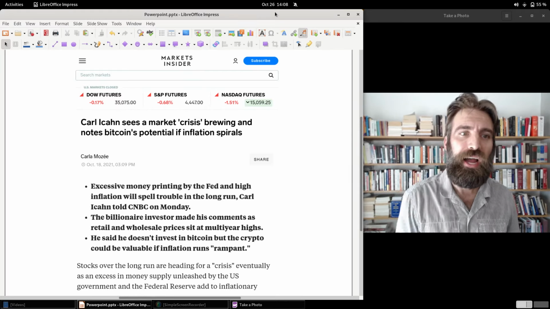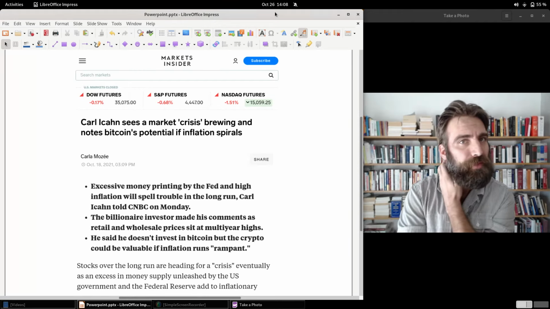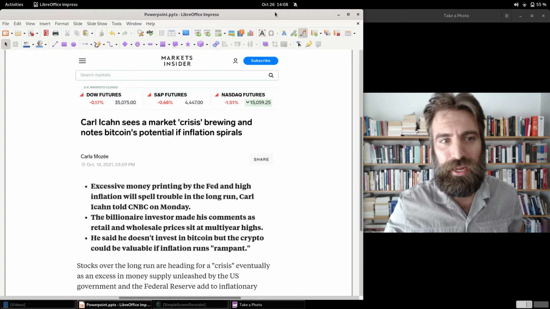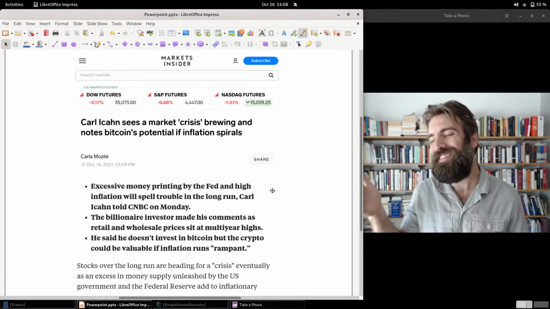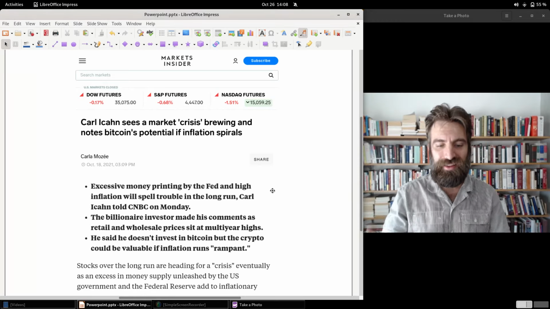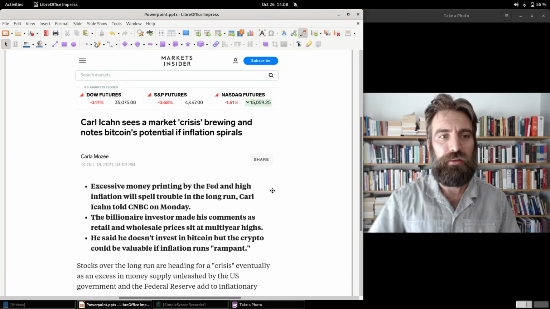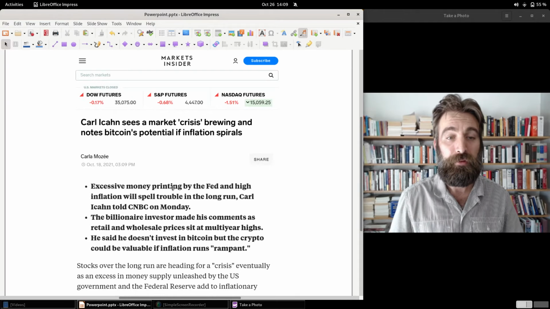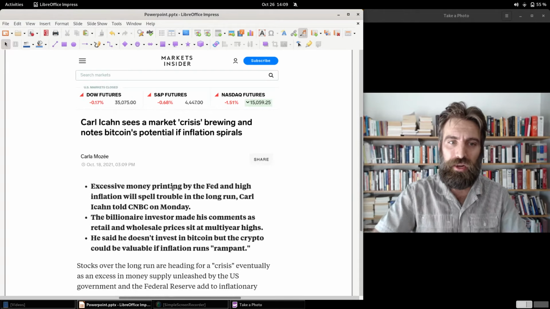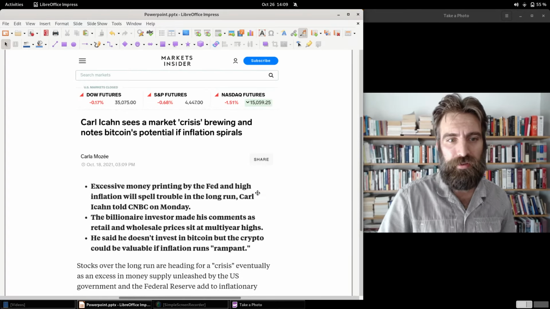Carl Icahn, I think I'm pronouncing that right, well-known investor, billionaire, said last week, I think it was, he sees a market crisis brewing, excessive money printing. See, he sees it. The big players, they know what's responsible for this. Yeah, you got all those other factors at play, but at the end of the day, excessive money printing, not literal printing, sometimes literal printing, but excessive money creation, we'll say, by the Fed is to blame for this high inflation.